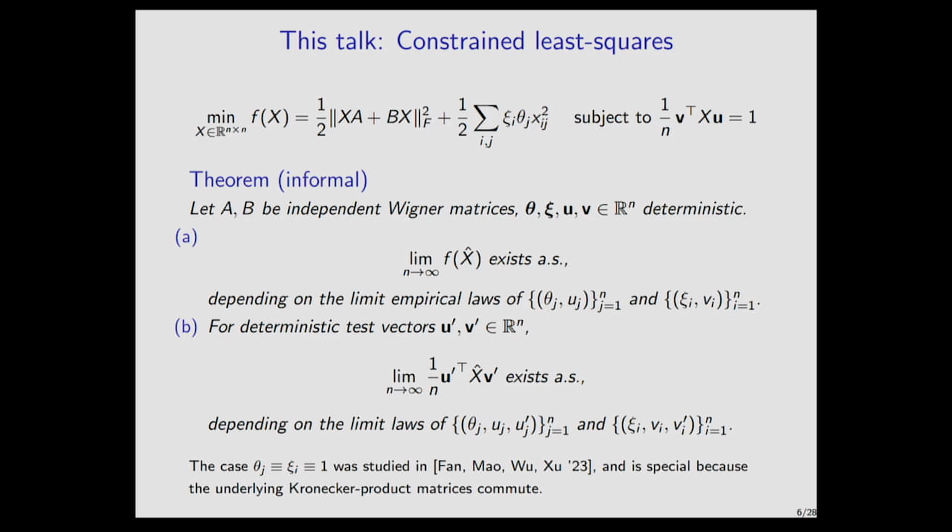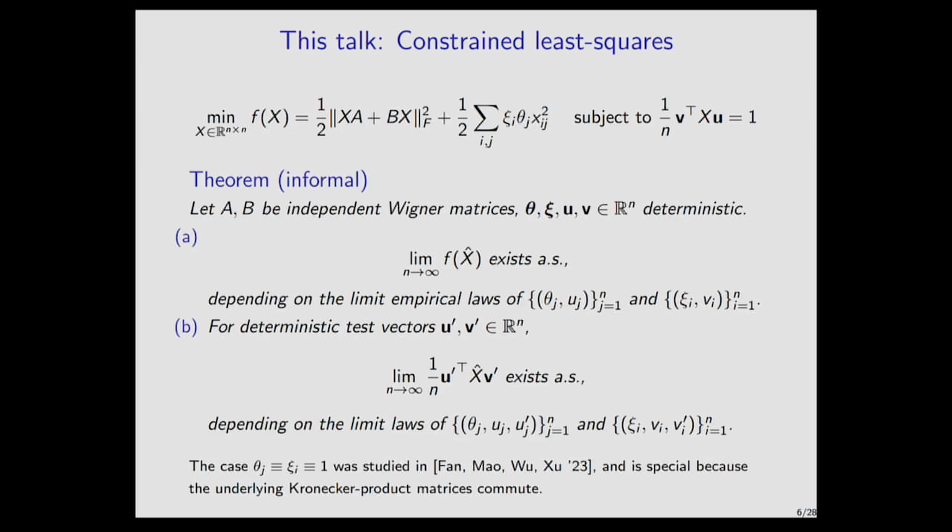This special case, if you're wondering why we're not just restricting to a pure ridge penalty with ridge penalty 1, we studied that special case in a work a couple years ago motivated by this graph matching problem. I just want to say that that case is actually quite special for a reason: the underlying matrices in the problems commute. And once you lose that commutativity, the problem becomes very different. And so I'm not going to talk about that case today.